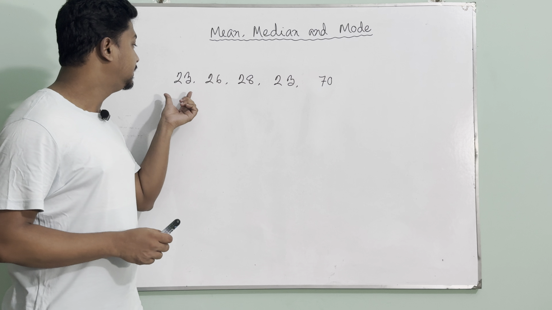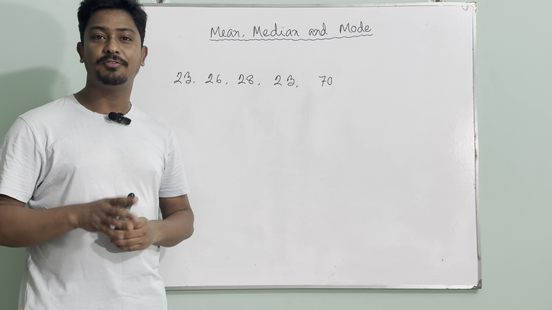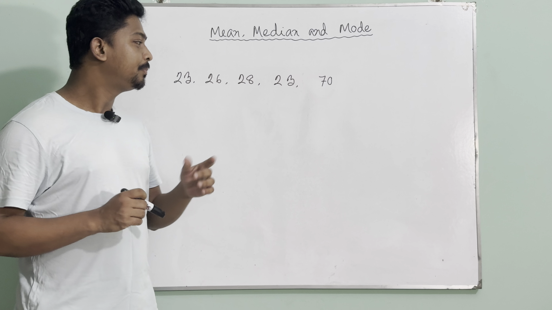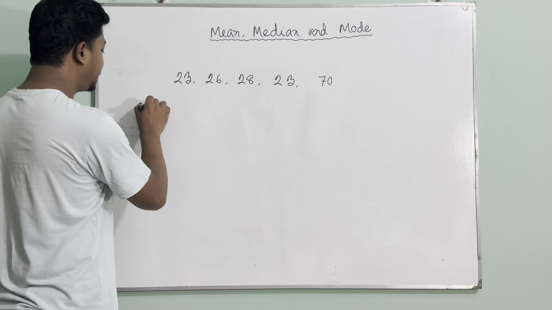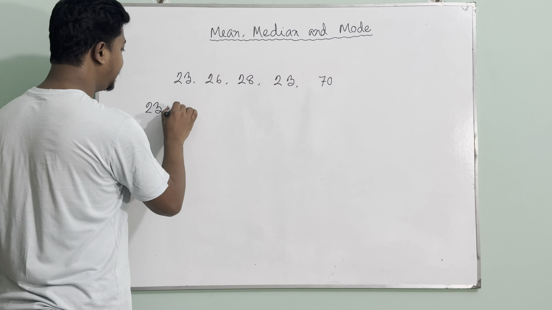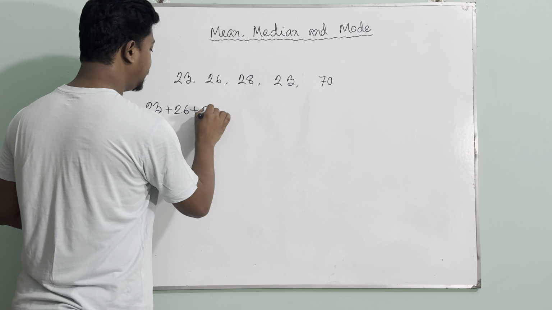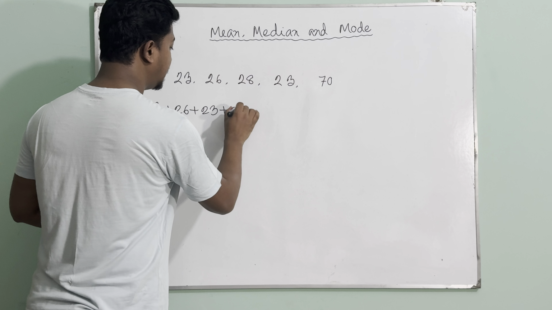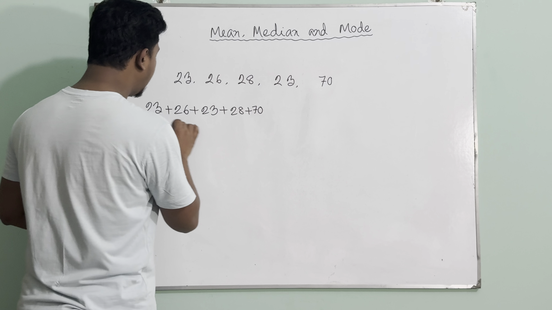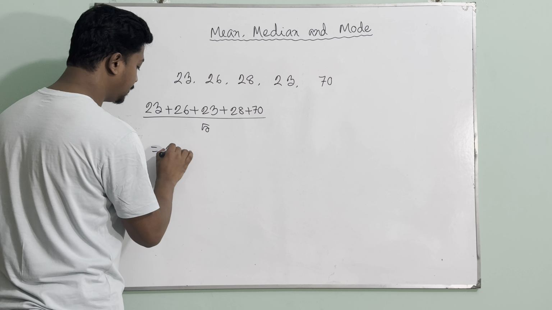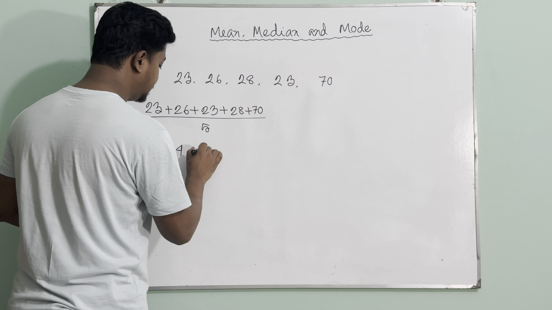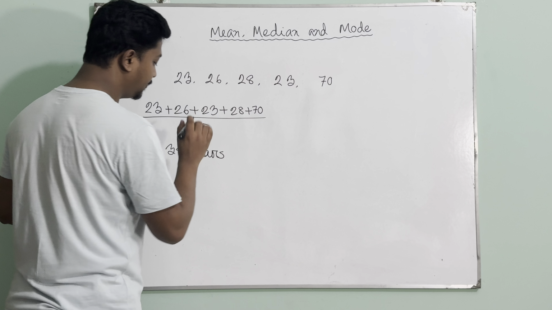Let's say this is the data of the ages of 5 people in a room. Now, if we add all these ages and divide by 5, what can you get? You can get 23 plus 26, another 23, 28, and 70, right? If we divide all these ages by the number of people, 5, we are going to get 34. As this is age, we can just write 34 years, right?